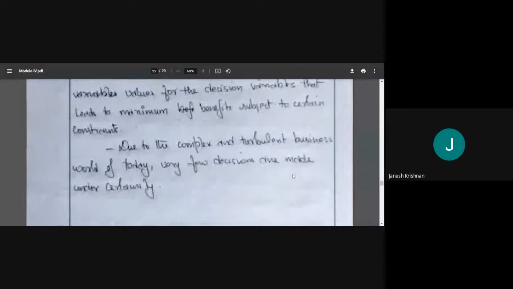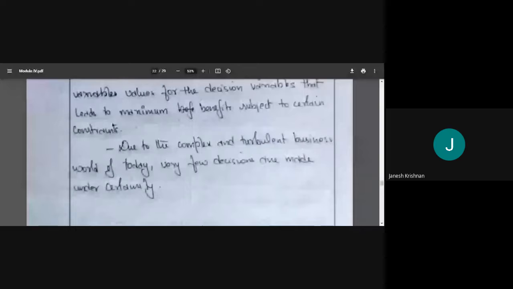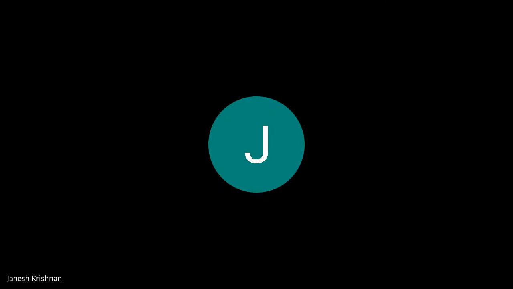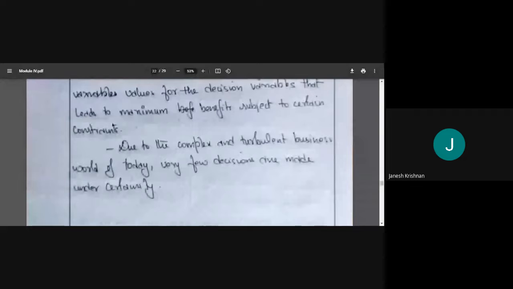But in the business world of today, very few decisions are made under certainty. Tomorrow what happens? Because business changes day to day. Everything changes on a day-to-day basis. You cannot make a decision under certainty. So what is decision under certainty? The condition is we are assuming that we know what will happen in the future. We are certain about the future. That's our assumption.